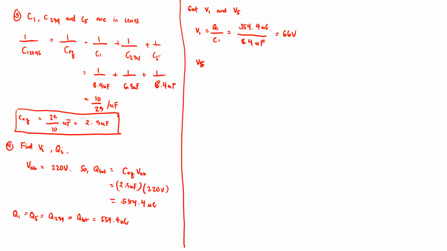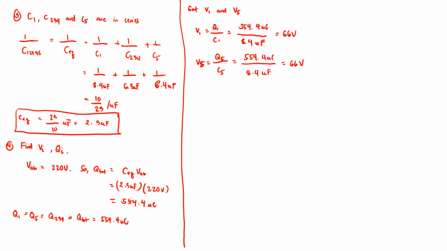Your V5 is equal to Q5 divided by C5. So this is also equal to 554.4 microcoulomb, and your C5 is also equal to 8.4 microfarad. Therefore, the voltage drop across capacitor 1 and capacitor 5 are both 66 volts.